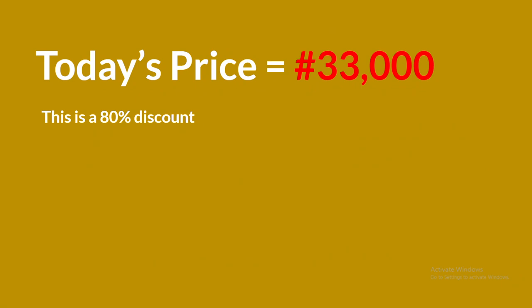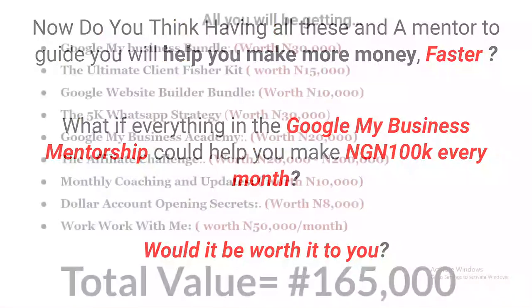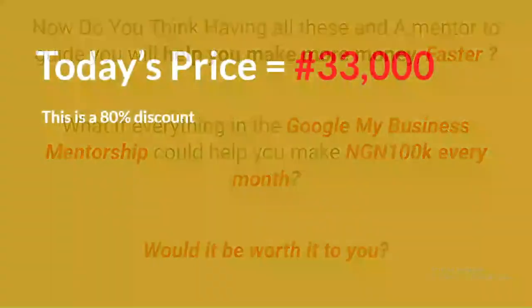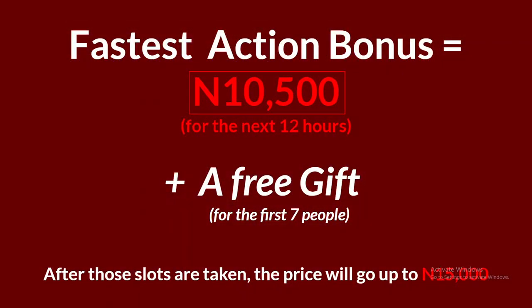This is very important to understand the pricing part. Today's price is 33,000 naira, but this is an 80% discount from the price of 165,000. However, I gave them a fast action bonus. This is another way to induce scarcity, because this fast action bonus is only for the next 12 hours. I also gave them a few gifts that are limited for the first 7 people.